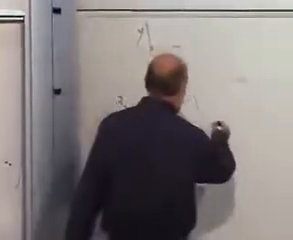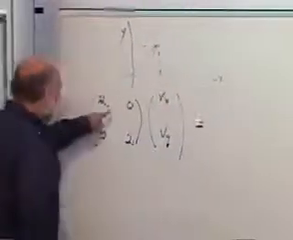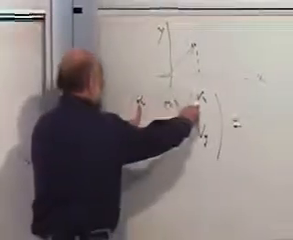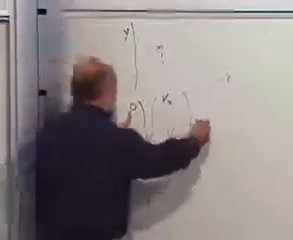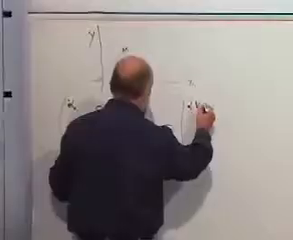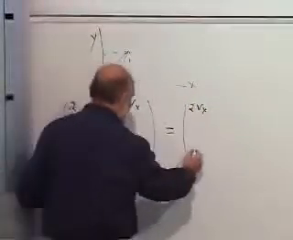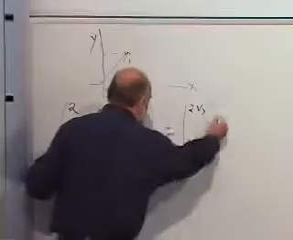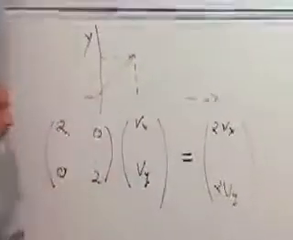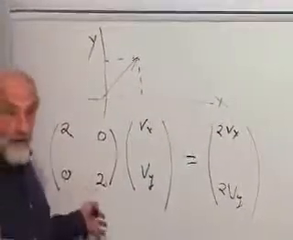All right, let's just calculate what we get. In the upper entry, we get 2 times Vx plus 0. So the upper entry just becomes 2Vx. The lower entry, we get 2 times Vy. So as advertised, this is the operator which simply doubles the length of every vector, right?